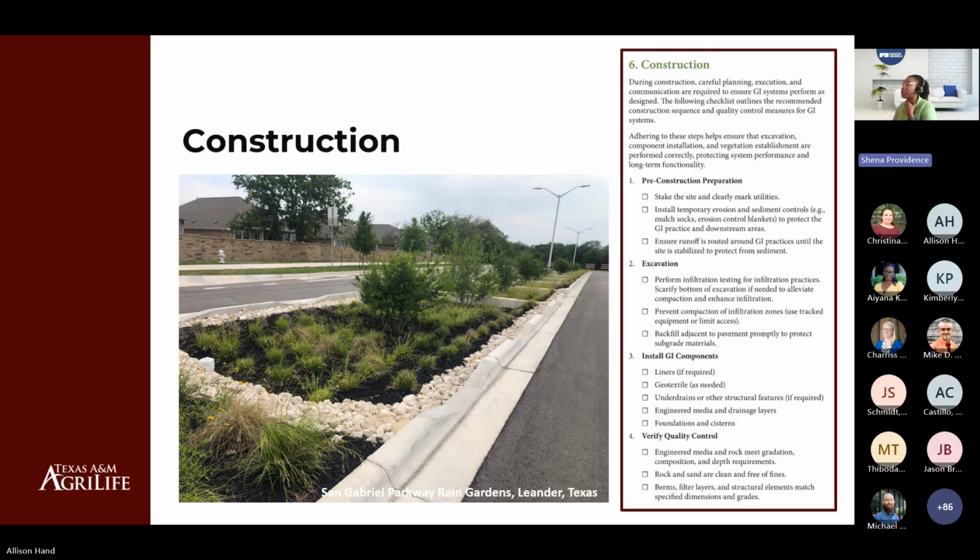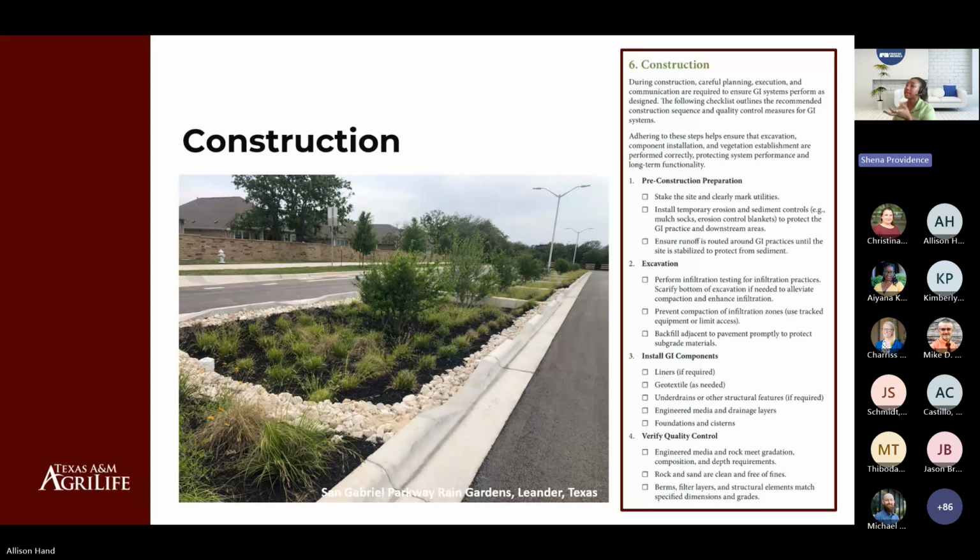Step 1 is pre-construction prep. Step 2, excavation. 3, installing the green infrastructure components themselves. 4 is verifying quality control. And then 5, which is not pictured, vegetation. And then 6, oversight and inspections. And so the way in which this section for construction was built is kind of like a checklist, so that way it makes it as digestible as possible as you're going through this process.